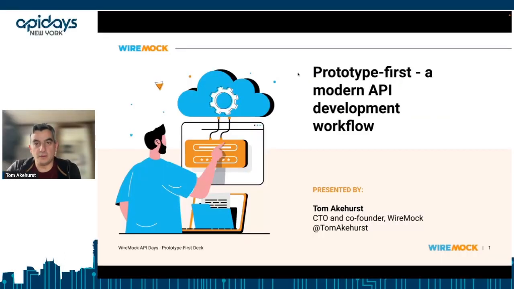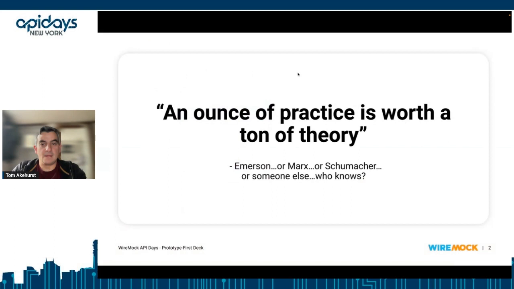This is a talk about prototyping APIs and why it's a good thing. If I could sum up this talk in one slide, then it's this: an ounce of practice is worth a ton of theory. Not really sure who said that. The internet doesn't seem to know, so I've attributed it to everybody I could find. Hopefully it's already clear or will become clear how this applies to prototyping.